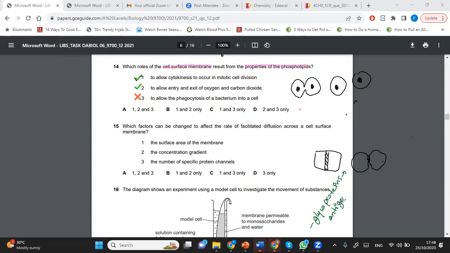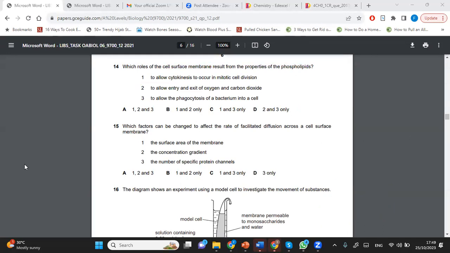What were antigens? They act as antigens, they act as receptors, and this is how they help in immune response. So it's actually the glycoproteins and the glycolipids that help in the immune response and allow phagocytosis to occur. So over here, only 1 and 2 are correct, which means our answer will be option B. After that, they're asking which factors can be changed to affect the rate of facilitated diffusion.